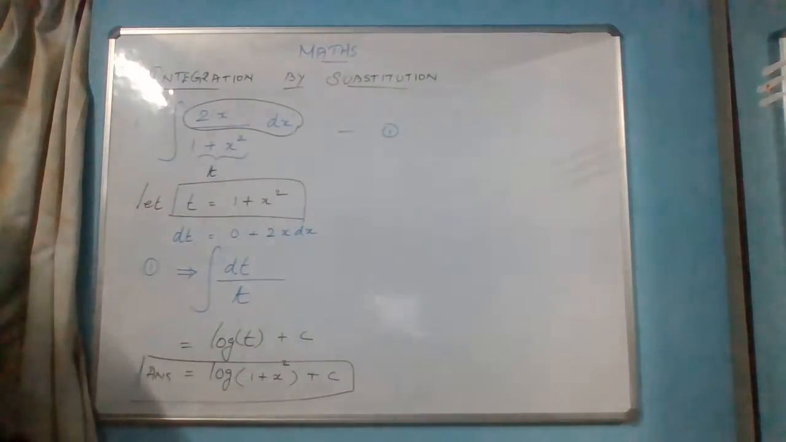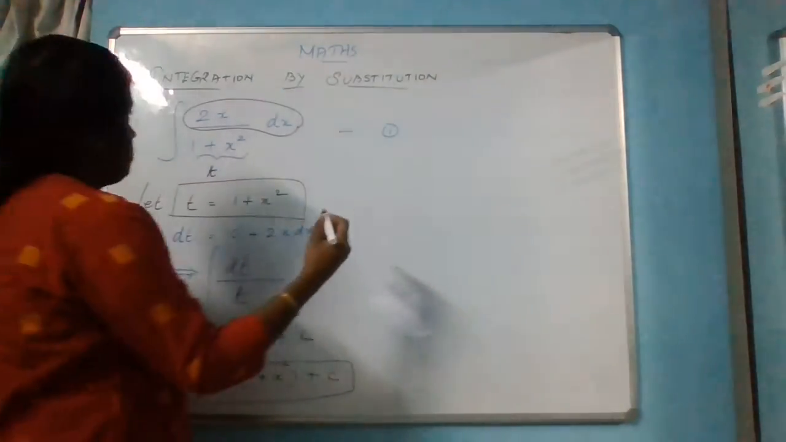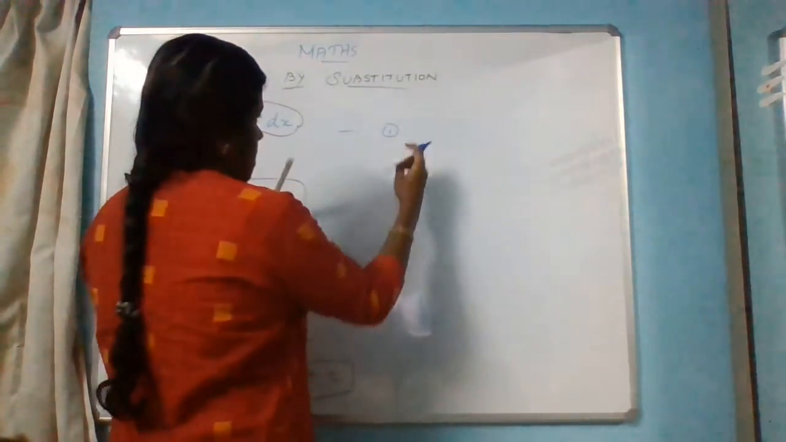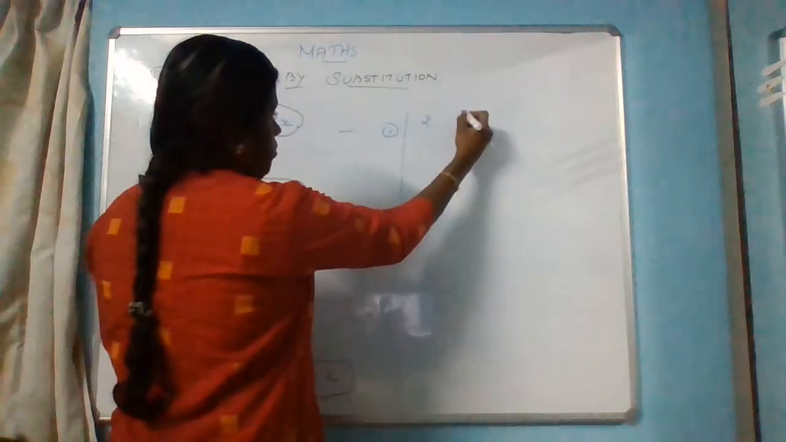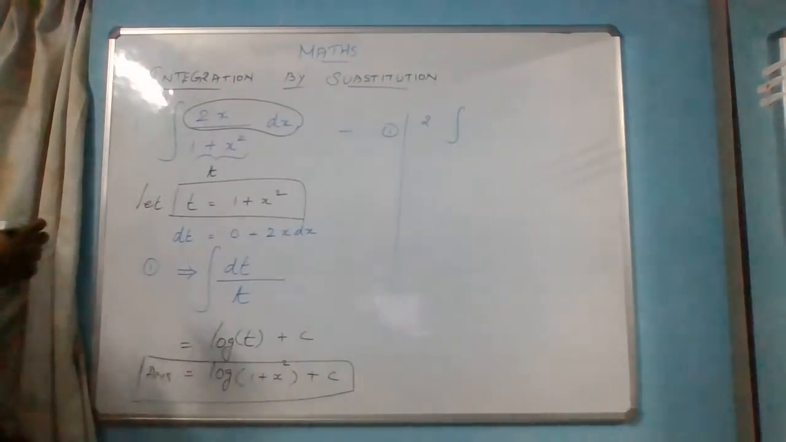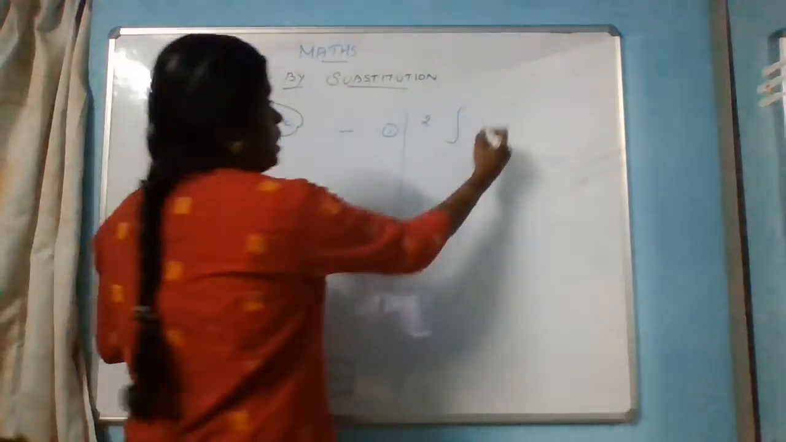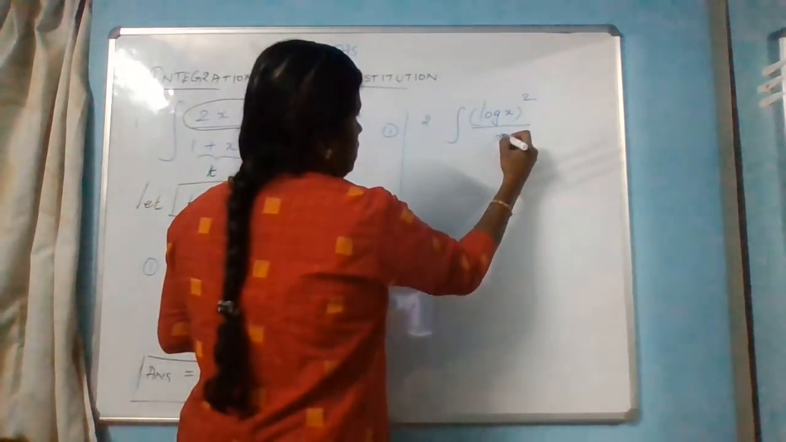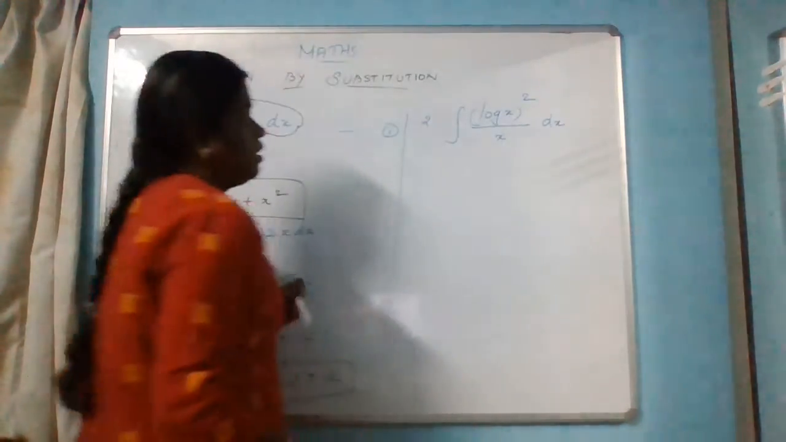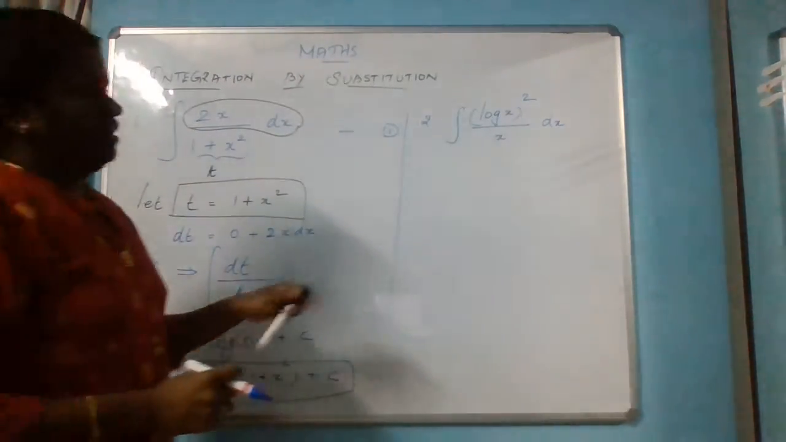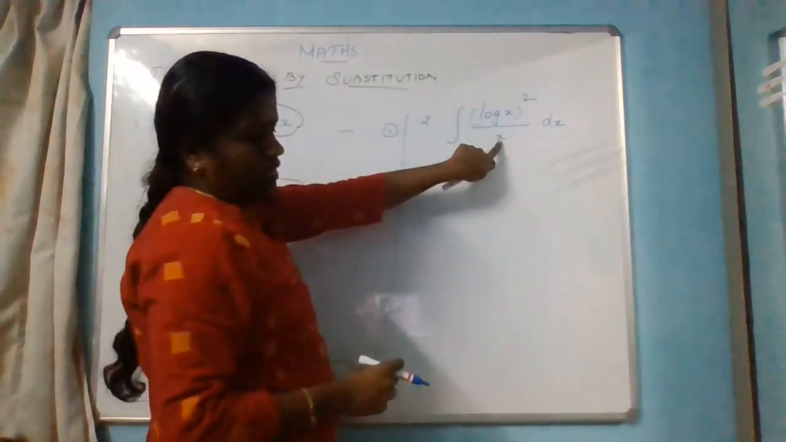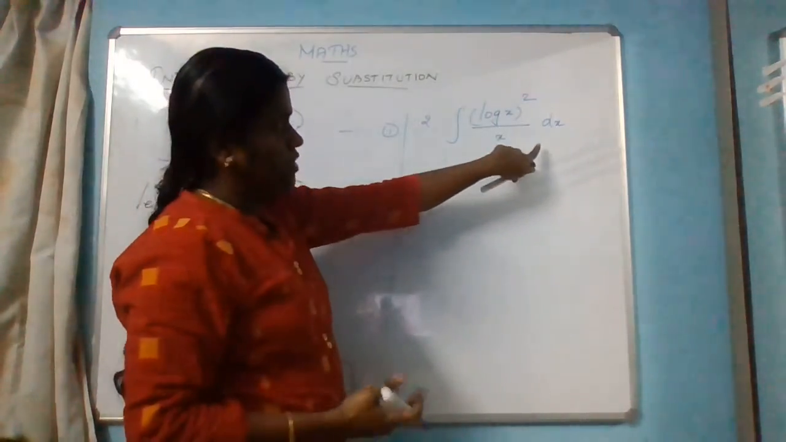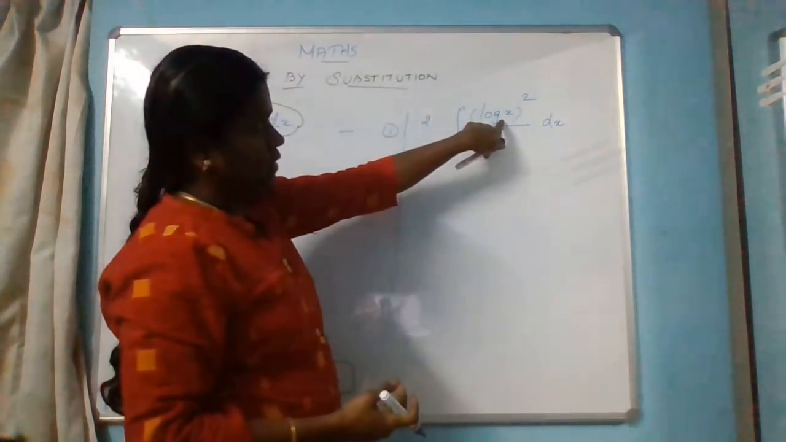So let me give another example. The second problem, let me take. Another problem given is, we are supposed to find the integral of log x the whole squared by x dx. So now, seeing the integral, what can you infer? I cannot take x as t, because when I take x as t, dx will give me only dt. But here I have log x in the numerator.